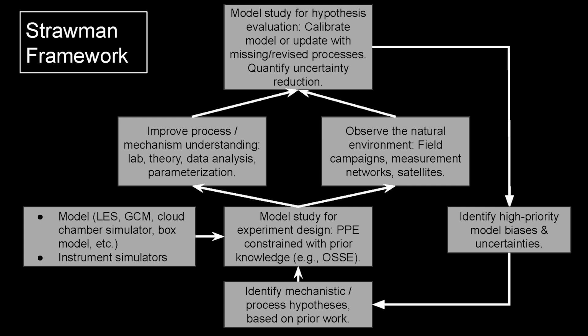So we have some hypothesis, and then based on that hypothesis, we do a study with model simulations to look at different alternative designs of whatever experiment we plan to propose. So a design of a measurement network, a design of a satellite mission, a design of a field campaign, to look at what instruments do we really need, which variables do we need to observe in order to get information that will help us to constrain the uncertainty in that model through the PPE framework.